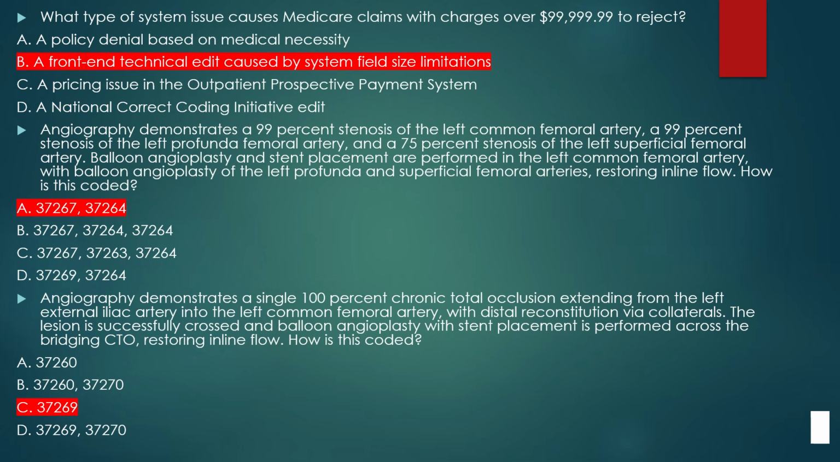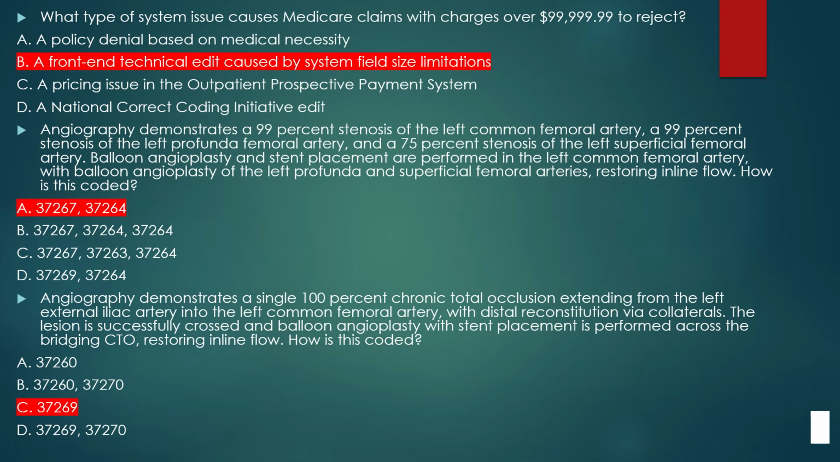How is this coded? A. 37267, 37264. B. 37267, 37264, 37264. C. 37267, 37263, 37264. D. 37269, 37264.